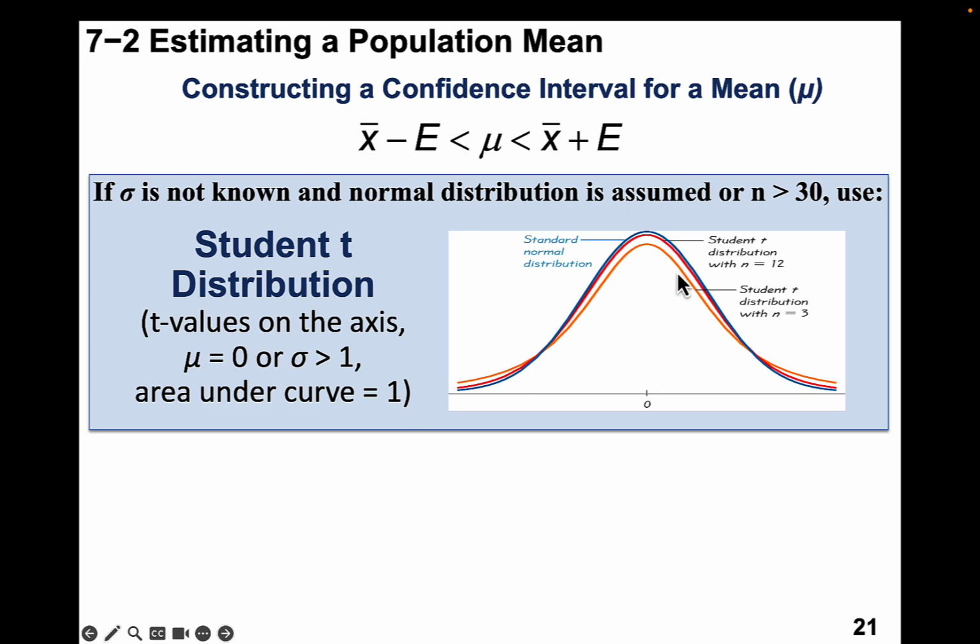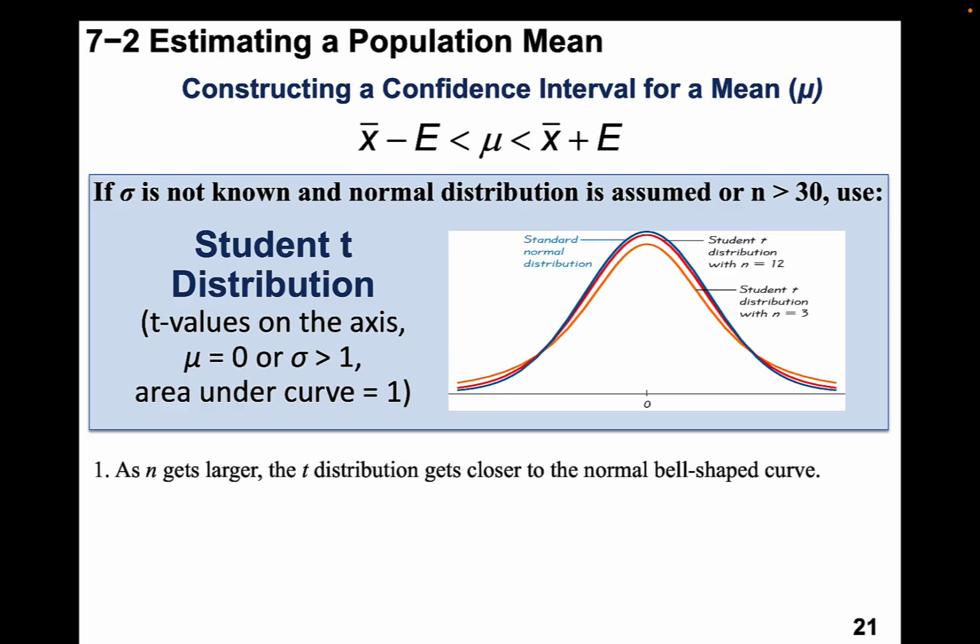Looking at 3 of them here, the one in yellowish gold is the student t distribution with a really small sample size, n equals 3. But if we change our sample size from 3 to 12, look how the bell becomes a little taller and a little smaller in the tails. As our sample size increases, these curves will reach the standard normal distribution curve that we're used to with z.